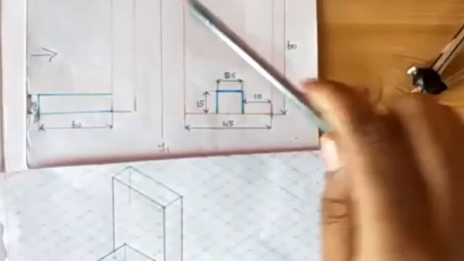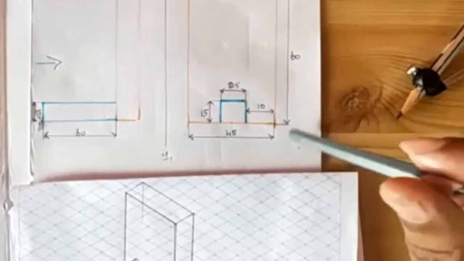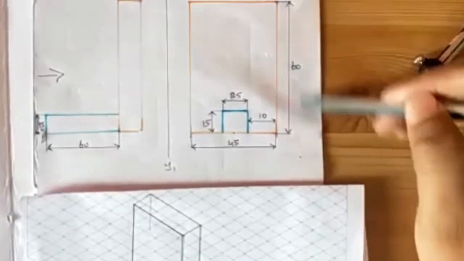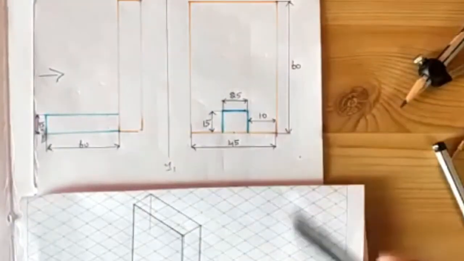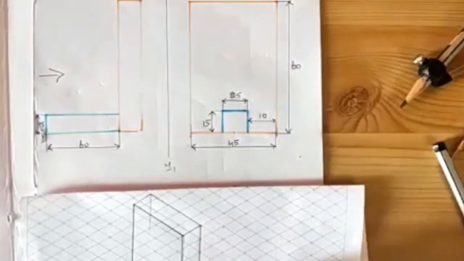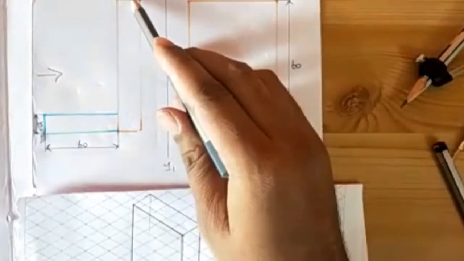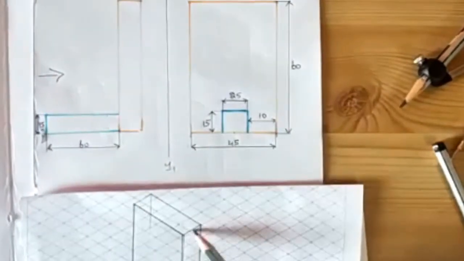This was a front view and side view of the rectangular box which was given to us. So the first rectangular prism: the height is 60 and the width is 45. So that is what we have drawn. And what is the thickness of this one? The thickness you can see in the front view, it is 15 mm. So this will be 15 mm.